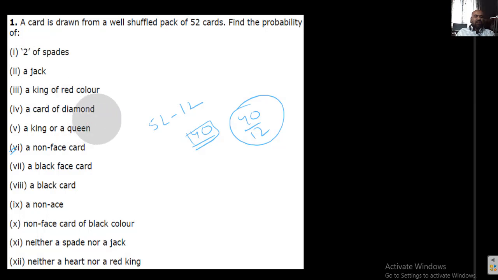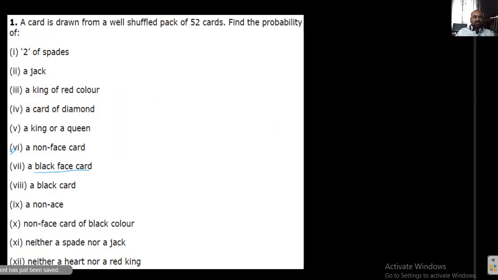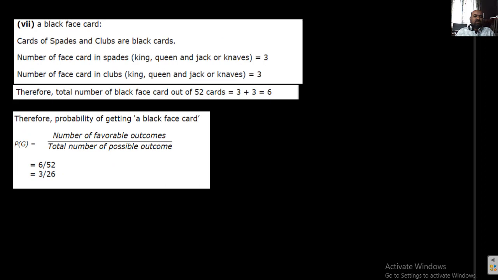A black face card. 4 only? No. Black face, no, 8 black face cards? Face cards means actually 12. Among 12, 6 are red color and 6 are black color. So a black face card means 6, not 8. The answer is 6 by 52. Okay, that is the answer for the 7th problem.